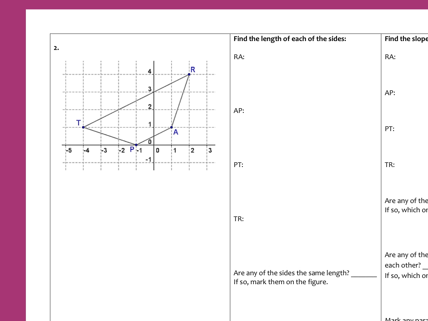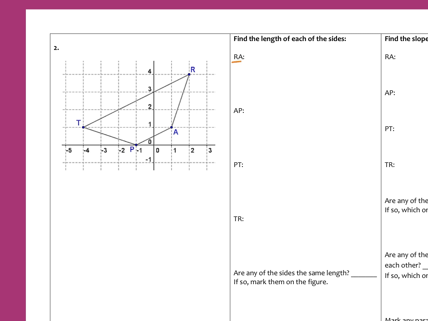Okay, this is quadrilateral RAPT. Spells another word. RAPT, wrapped. Very good. Okay, so I need to find the lengths of the sides. Look, none of them are simple this time. There's no simple sides on this one, yes? Okay, so we're going to start with RA.